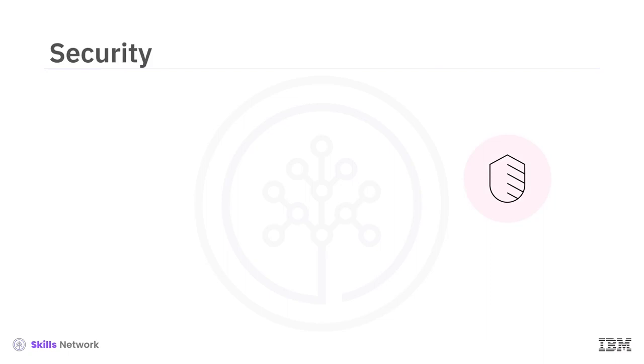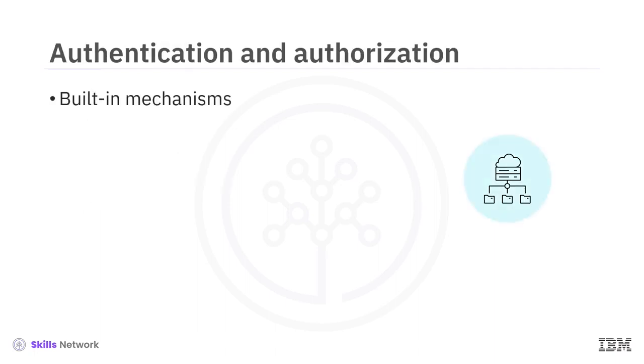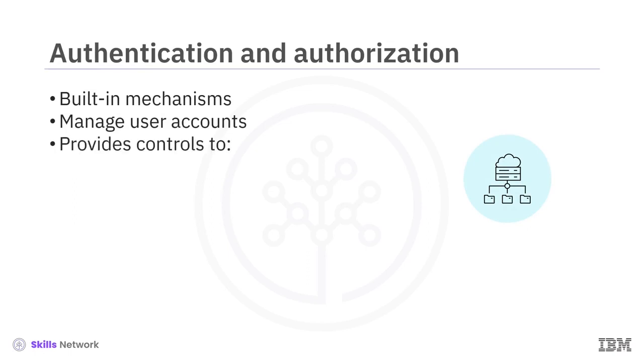Django provides robust security features, including protection against common web vulnerabilities such as cross-site scripting, or XSS, cross-site request forgery, or CSRF, and SQL injection. It also provides mechanisms for password hashing and user session management. Django has built-in authentication and authorization mechanisms, allowing you to manage user accounts, including registration, login, and password management. It also provides fine-grained authorization controls to define user permissions and access restrictions.